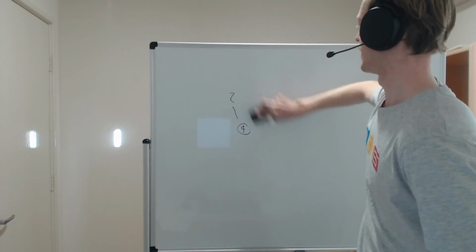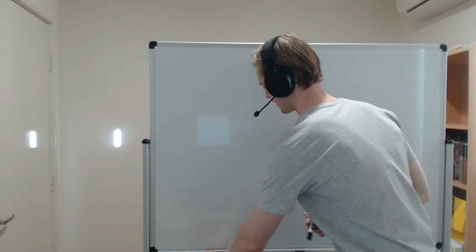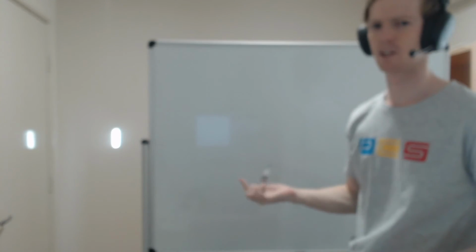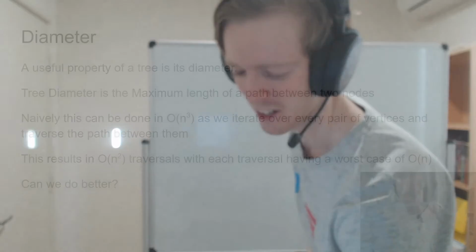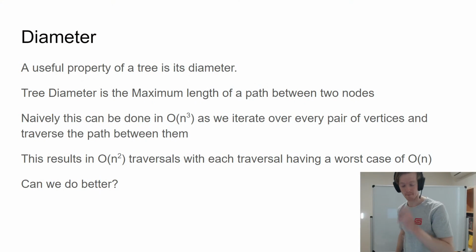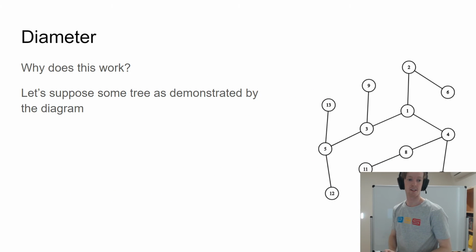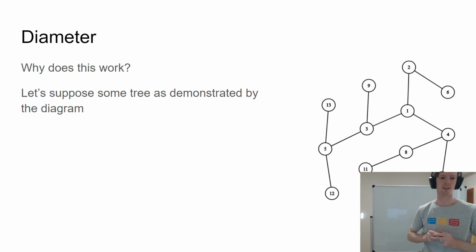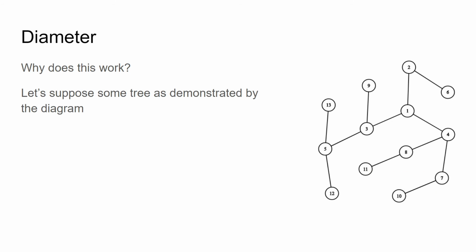So I'll get rid of my tree. But so what I'm actually doing, oh sorry, actually I think I have a better way of doing this already prepared. Got excited by my whiteboard. So let's look at why this works. So suppose we have this tree. I'll remove myself for a moment, just so that we can actually see the tree traversal.